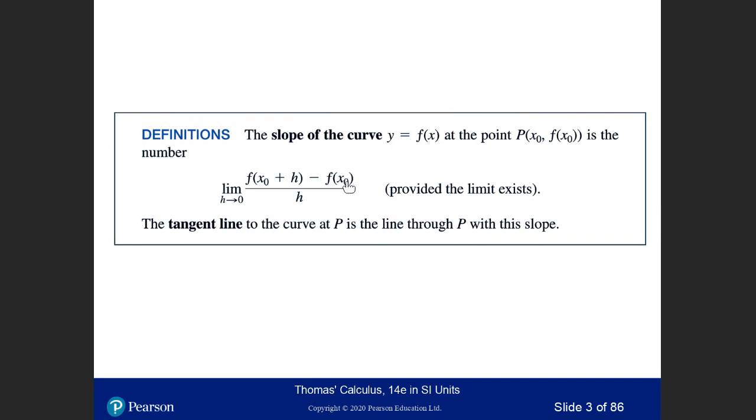Okay, this limit: the slope of the curve is f of x sub 0 plus h minus f of x sub 0, divided by h, and you take the limit as h goes to 0 from both sides. Now, if this limit exists, this gives us the slope of the tangent line. And it's also called the slope of the curve at that particular point. So let's continue. Let's keep this definition in mind, because that's the basic mathematical definition of the slope of the curve and tangent line.